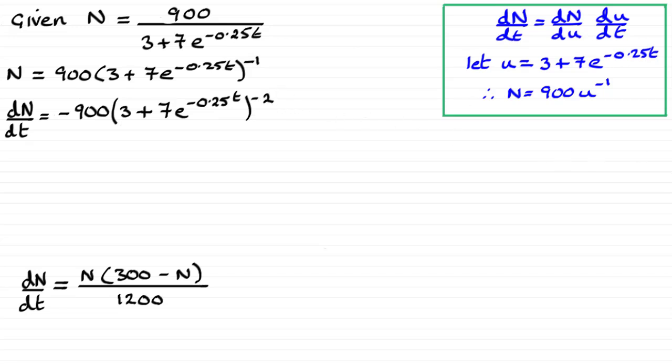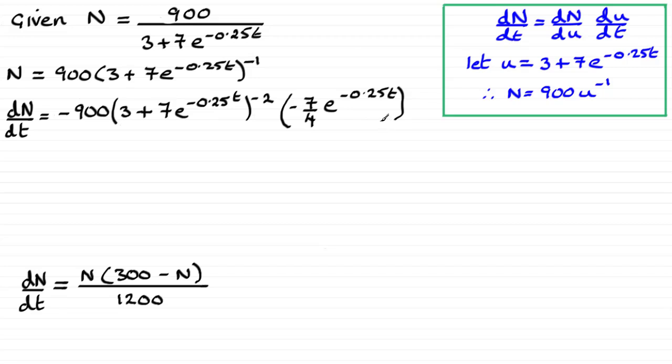And now we need to work out du by dt. If we differentiate u with respect to t, the 3 will go to 0, and then for this exponential function it will be the 7 multiplied with the minus 0.25. So I'm going to take the minus 0.25 as minus a quarter. So what we're going to end up with here is minus 7 times a quarter, minus 7 over 4, and then it'll be e to the power minus 0.25t.